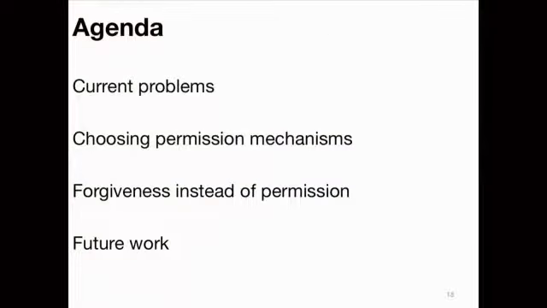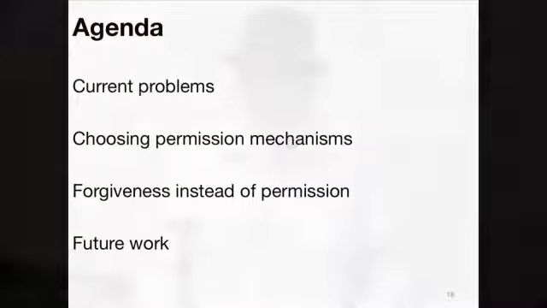So in the talk for today, I was going to talk about some of these problems with the current choice architectures, how users make decisions about what apps do with their data, how we can improve this by applying some better intelligence in terms of choosing permission mechanisms, and then finally, showing that in some cases, it's much better to simply beg for forgiveness than ask permission. And then I'm going to talk about some future work.